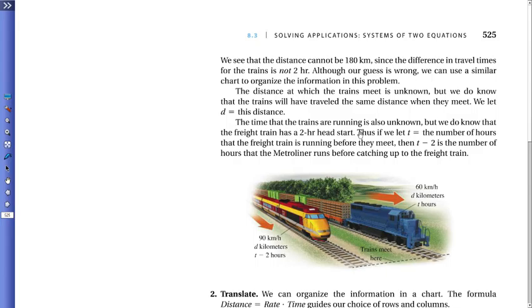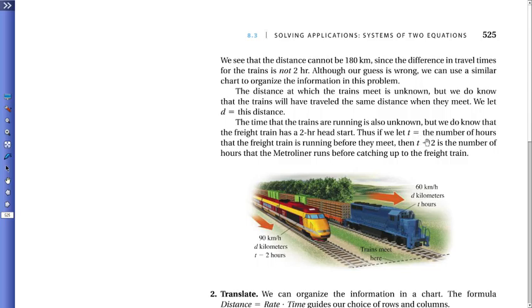So we should define the variables. If you define the variables for the train, we say the time for the freight train is t. They say this time is equal to the number of hours that the freight train is running before they meet, and then t minus 2 would be the number of hours that the Metroliner runs before catching up with the train.